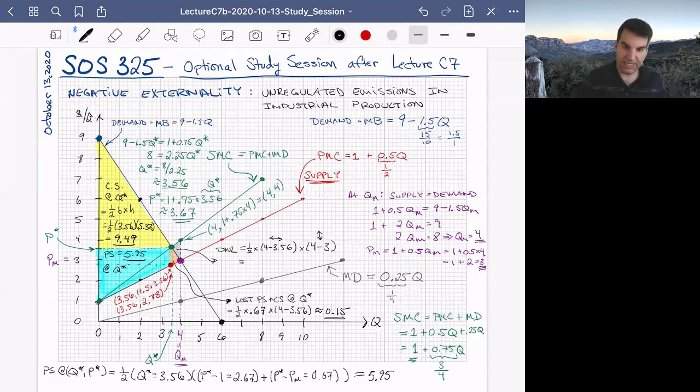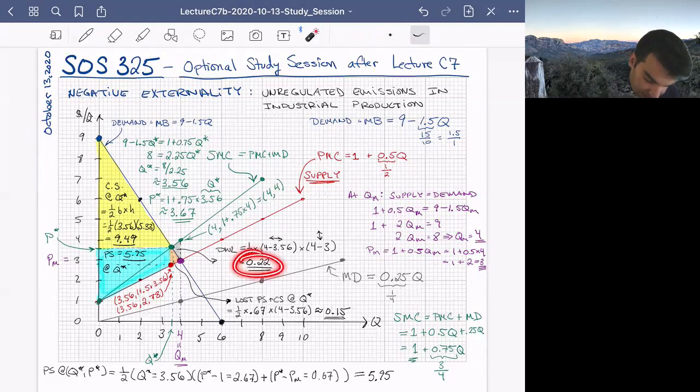So if I calculate out that deadweight loss, I've got 0.5 times (4 minus 3.56) times (4 minus 3), which gives me 0.22. And as expected, the deadweight loss due to overproduction is greater than the lost producer and consumer surplus due to operating at the socially efficient equilibrium.